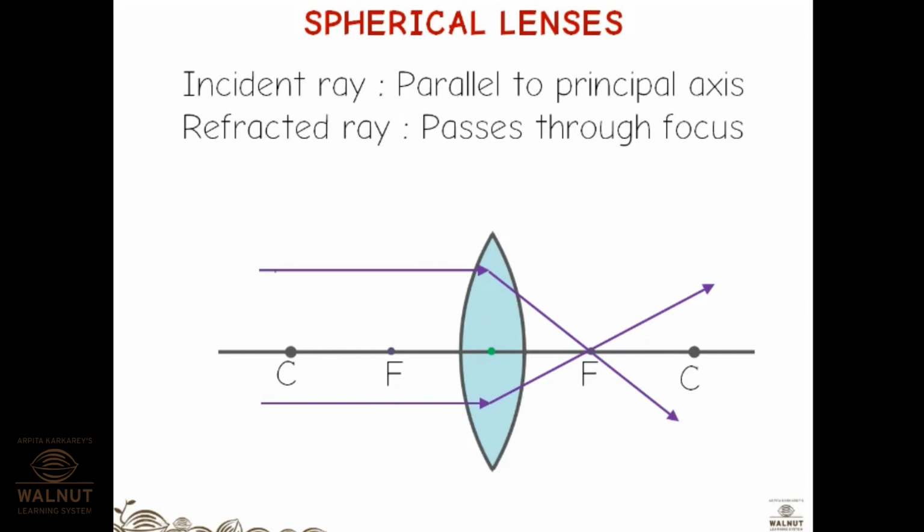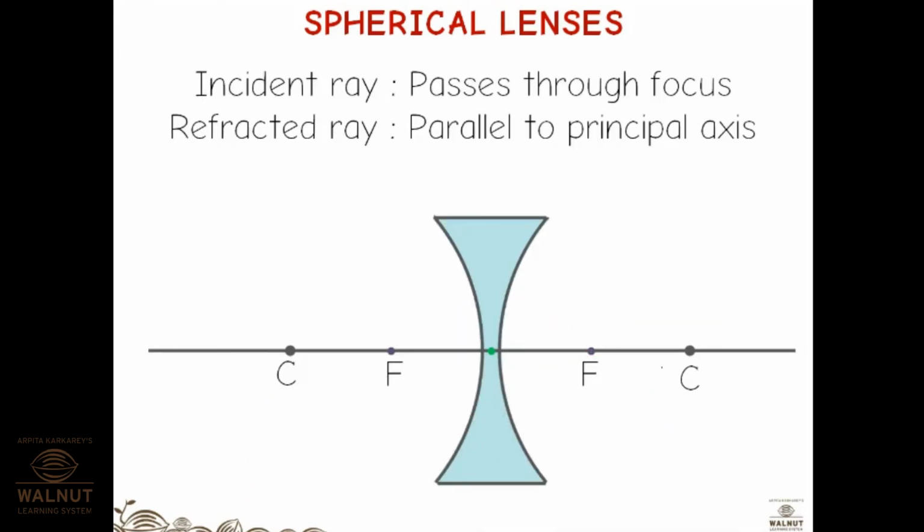Now here you can see these incident rays are parallel to the principal axis. What we have learned in case of convex lenses is that these lenses converge the light rays, isn't it? They are going to get collected towards one point. So this point is the focus point where you can see all the rays are collected. So they will pass through the focus.